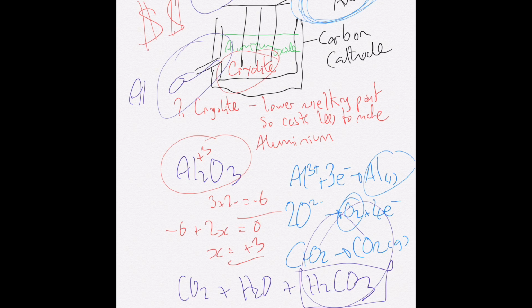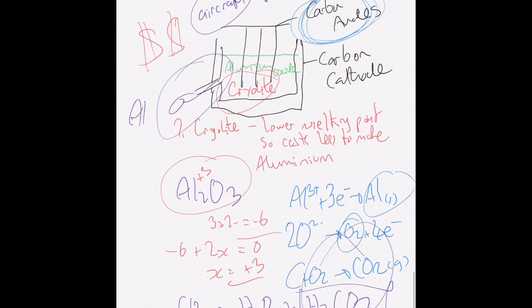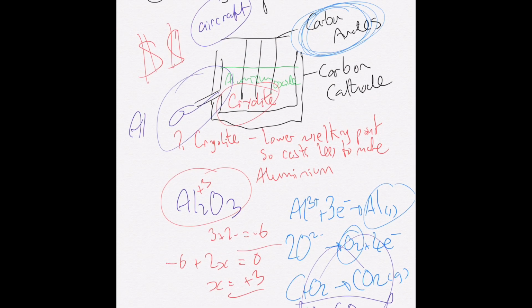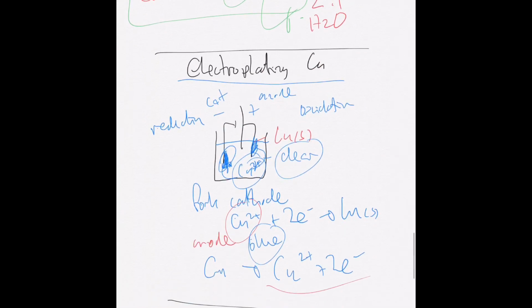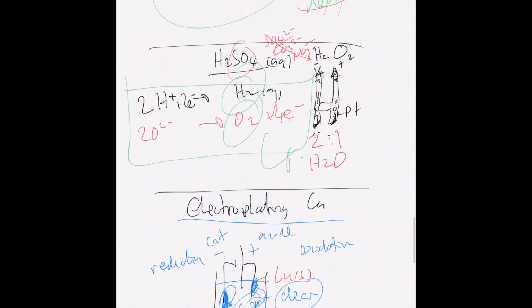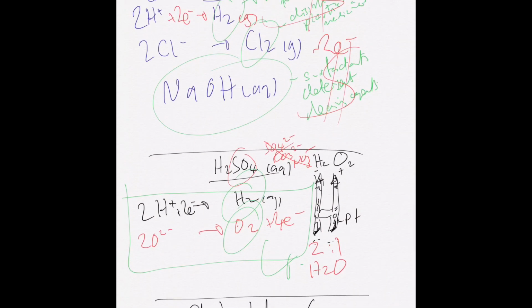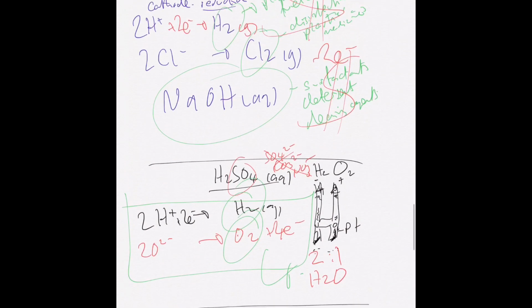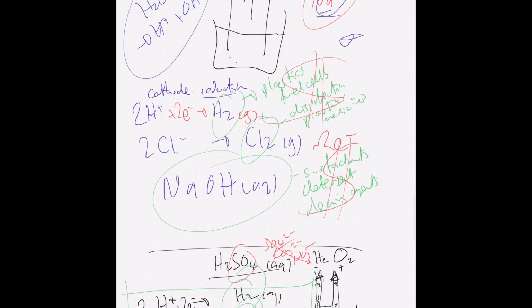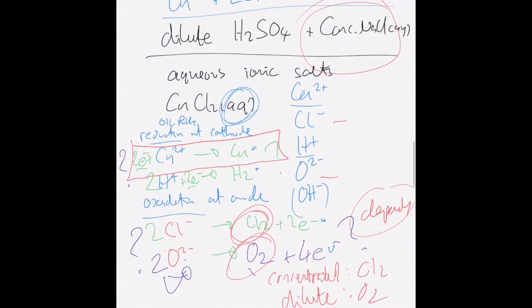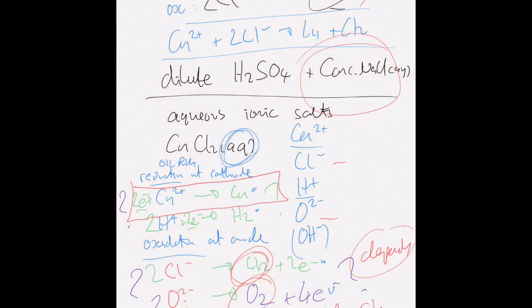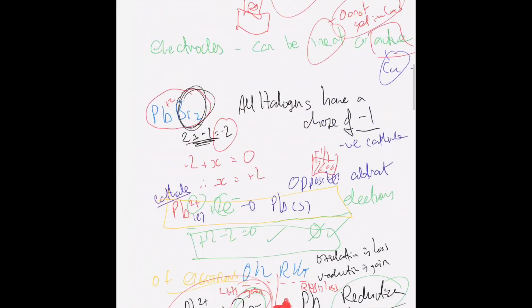And those are the industrial uses of electrolysis. Number 1 was electrolysis of aluminium. Number 2 was electroplating of copper. This is just information: sulphuric acid is not used industrially, it's just funky and fun to do. Concentrated sodium chloride is used industrially because of the chlorine, the hydrogen, and the sodium hydroxide. And this is the electrolysis of ionic salts and molten salts.